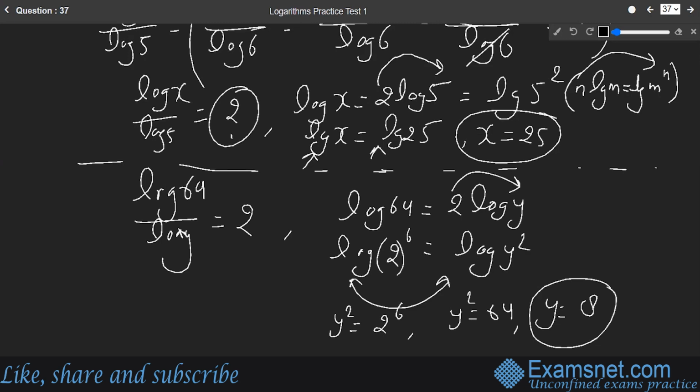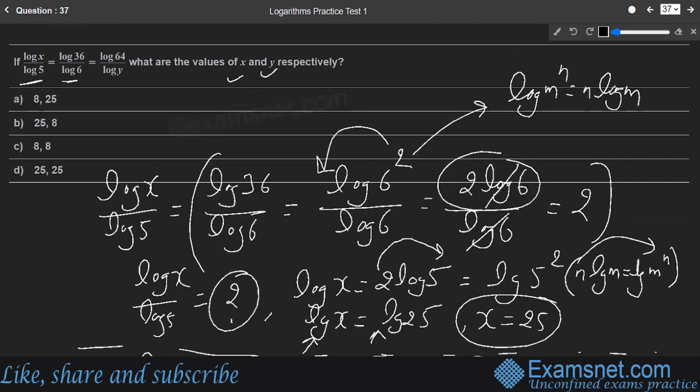So the x value has come out to be 25 for us, and the y value has come out to be 8. Which option contains that? Option number B, 25 and 8, becomes the right answer for us.